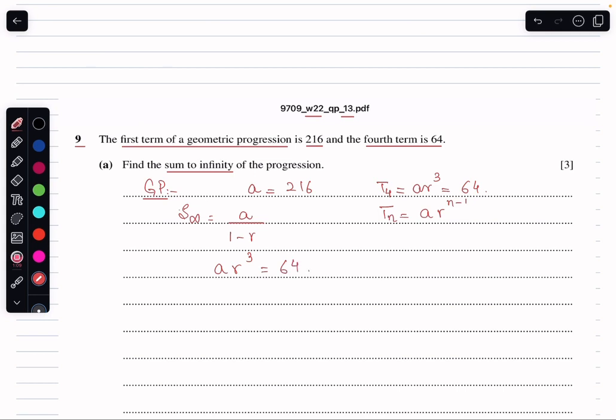We know the value of a, which is 216, and r cubed, which is 64 over 216, so r shall be equal to 64 divided by 216, and this whole thing to the power 1 by 3. The cube root of 64 is 4 and the cube root of 216 is 6. So it's the fraction 4 by 6, or I can say that my common ratio is going to be 2 by 3.